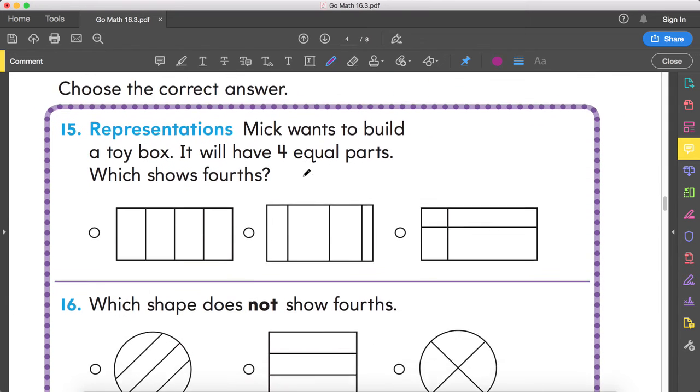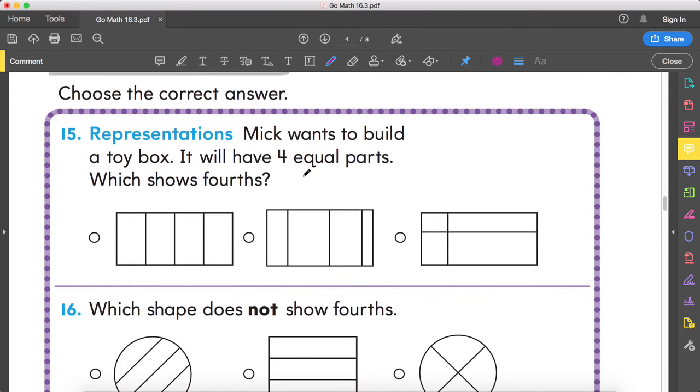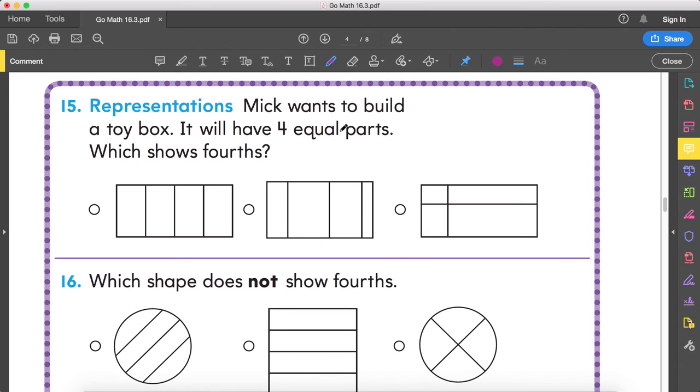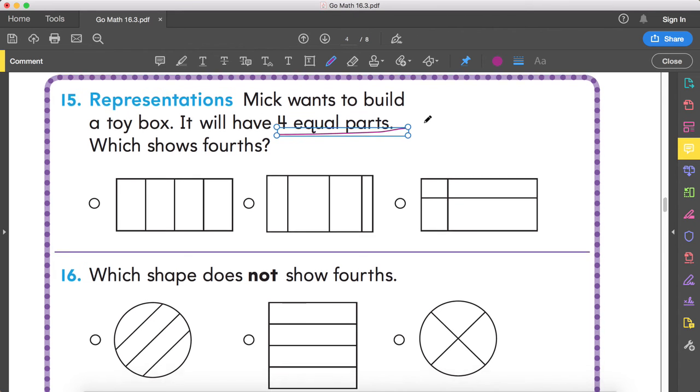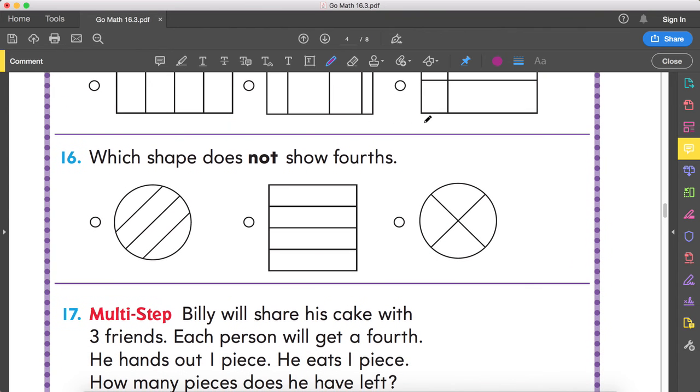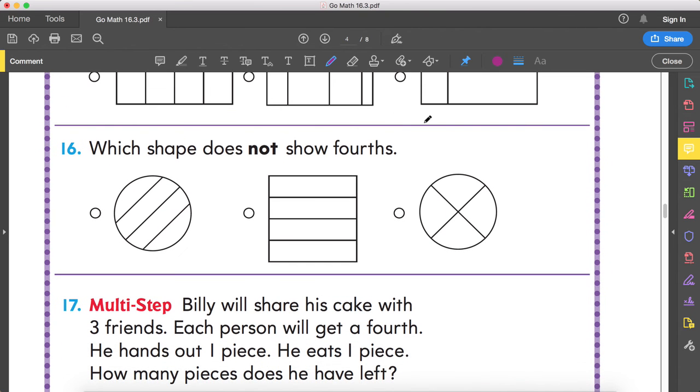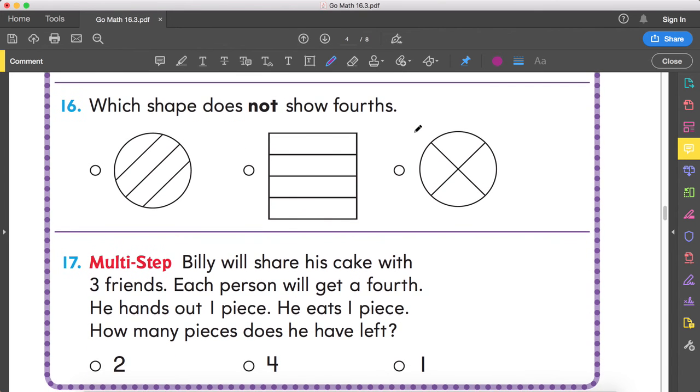Daily assessment task. Choose the correct answers. Number 15. Mick wants to build a toy box. It will have 4 equal parts, which shows fourths. Remember, 4 equal parts. They have to be the same size, and there have to be 4 of them. Number 16. Which shape does not show fourths? There have to be 4 pieces, and they have to be equal shape and size. So they can't be different shapes. They can't be different sizes.